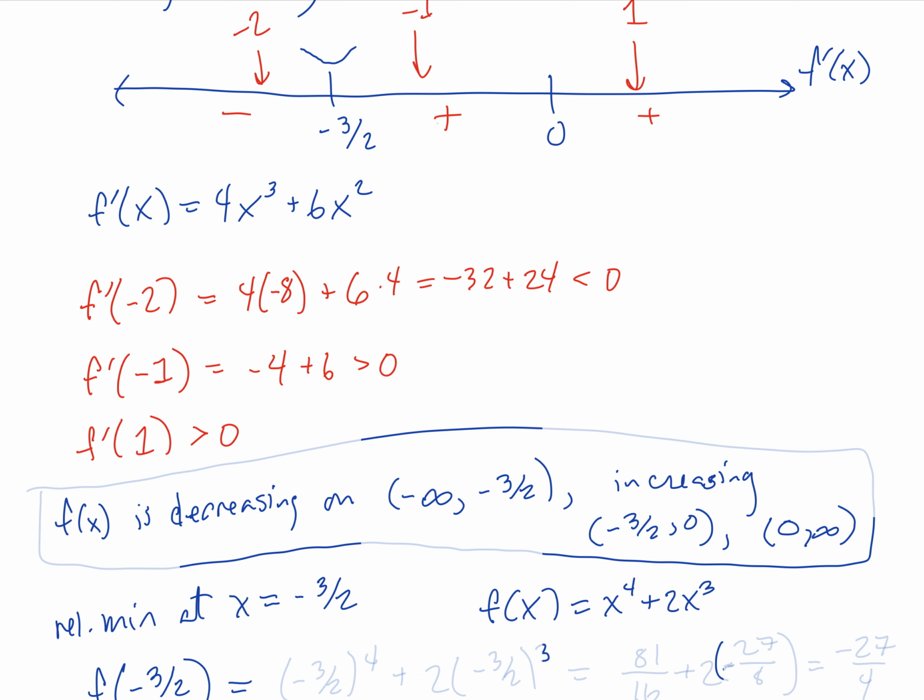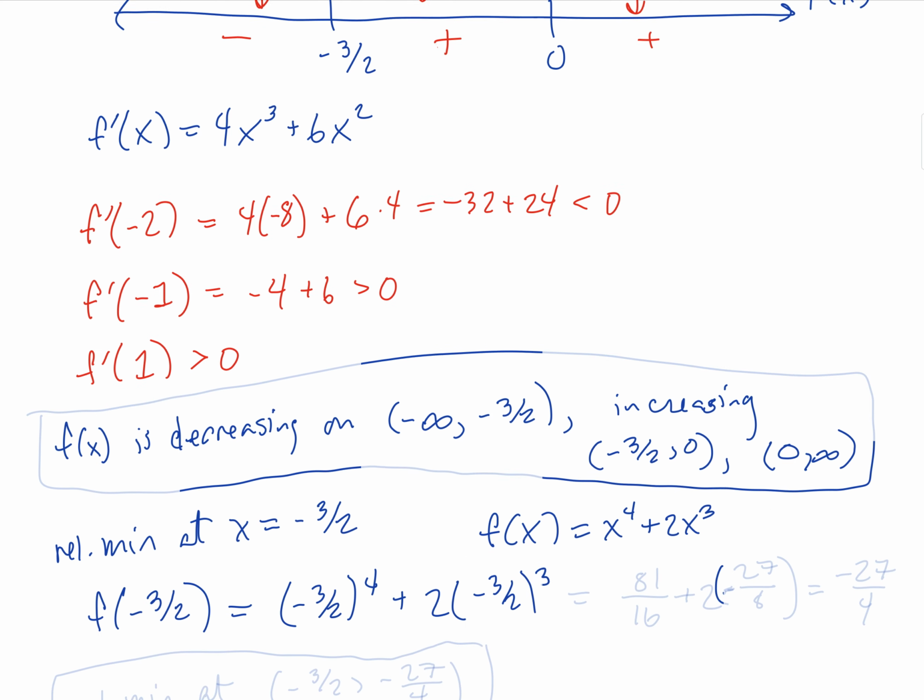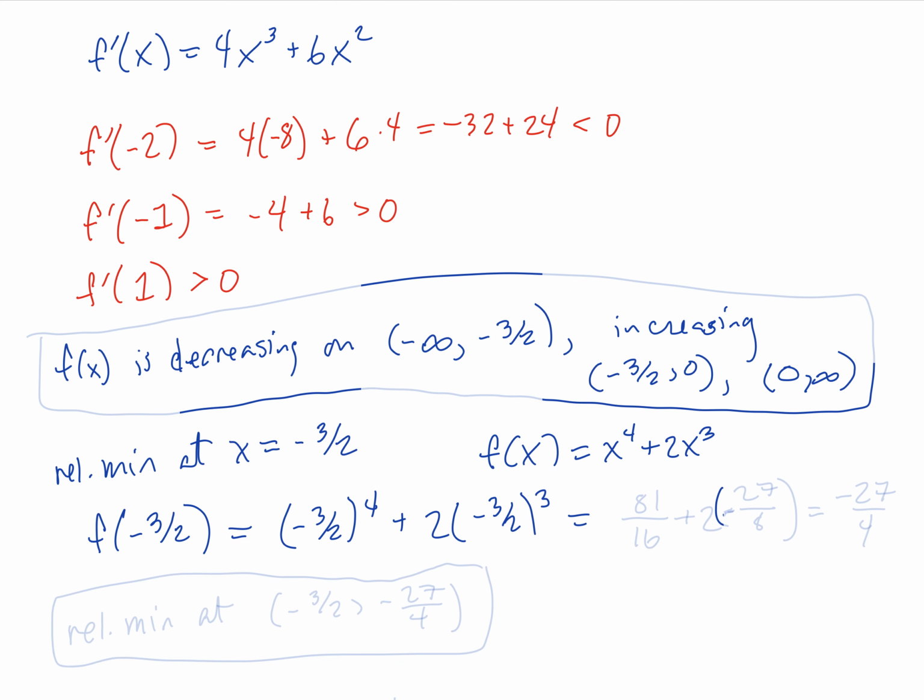So f of -3/2 is -3/2 to the 4th power plus 2 times -3/2 cubed. And when we plug that in, at the top we've got 81 over 16 plus 2 times 27 over 8. That's a -27/8 since that was cubed. And if we simplify that whole sum, we get -27/4, if we do some getting a common denominator, adding fractions and simplifying.